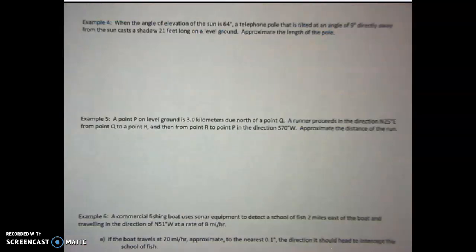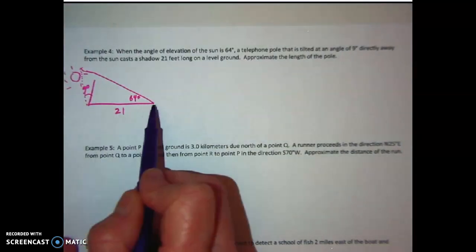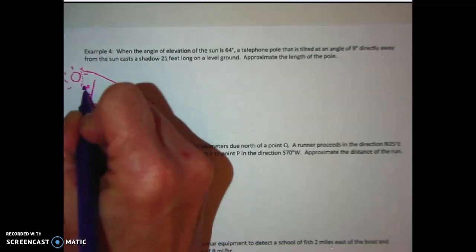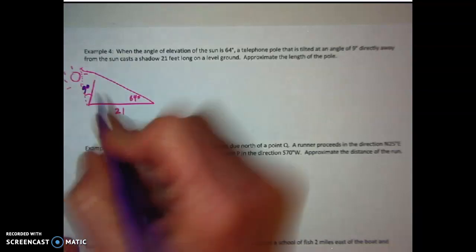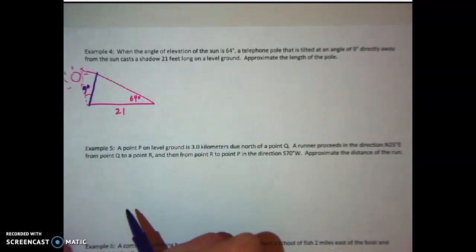Example 4, when the angle of elevation of the sun is 64 degrees, a telephone pole that is tilted at an angle of 9 degrees directly away from the sun casts a shadow 21 feet long. Please pause the video and draw your picture. So this is what I have for my picture. The angle of elevation, remember your angle of elevation is from the horizontal, so it's 64 degrees. And the telephone pole is tilted directly away from the sun, so this is my 9-degree angle off of that vertical. And I need to find out how long is my telephone pole that casts this 21-foot shadow.